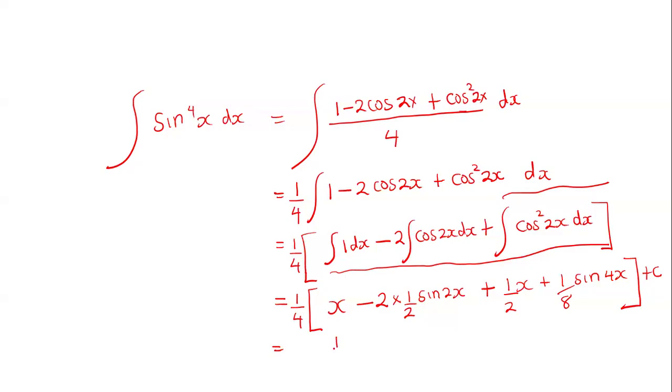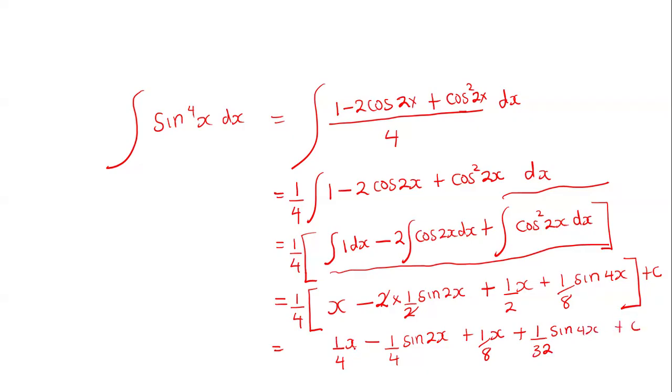So here I'll have a quarter x minus this 2, and the 2 cancel. So you'll get 1, but times the quarter, you'll have a quarter sine of 2x plus this a quarter times 1 out of 2 becomes 1 out of 8x, plus a quarter times 1 out of 8. That one is what? 8 times 4, that is 32. So I'll have 1 out of 32, then sine of 4x, then plus c.